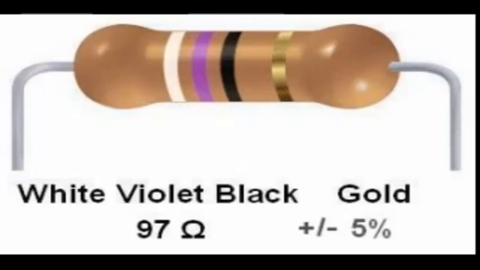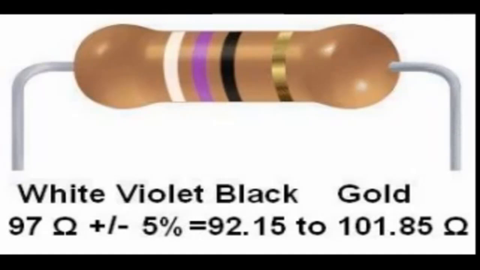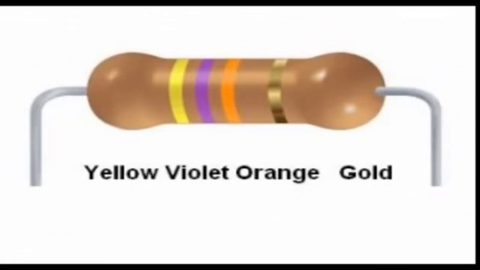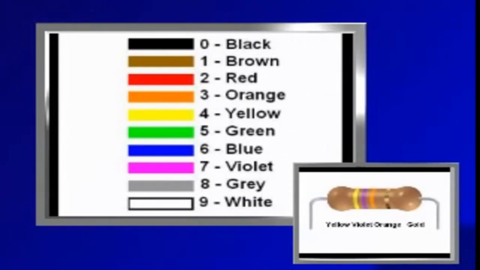ohms. The fourth band is gold, or 5%, so this is a 97 ohm resistor with a tolerance of plus or minus 5%. 5% of 97 is 4.85. If we add and subtract that from 97, that means this resistor value has to fall within the range of 92.15 to 101.85 ohms. Another example: yellow, violet, orange, gold.